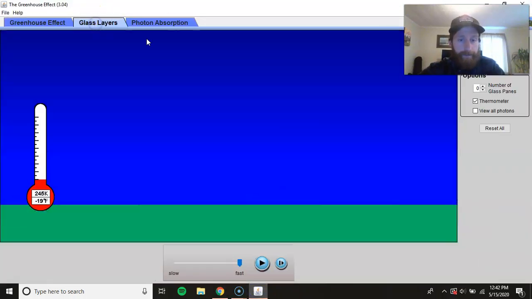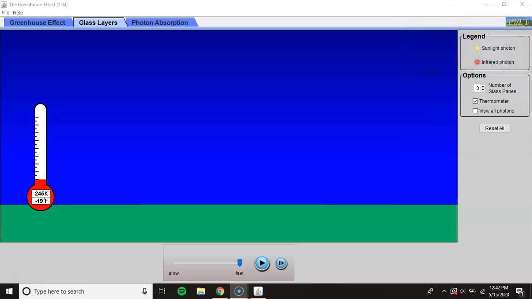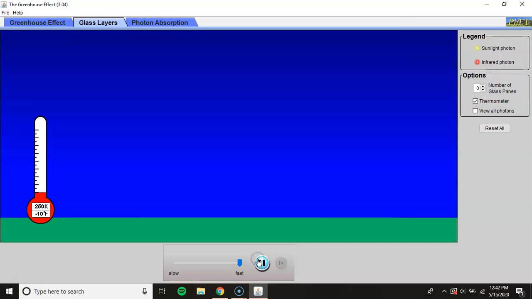Here's the model, and what I want you to focus on real quick, I'm actually going to hide the cam, is note that there are two different types of photons here. Sunlight photons are yellow, and what they mean by that is they're talking about visible light photons, and infrared light photons are red. And what we want to do is look for those wave behaviors and those steps that we just described.